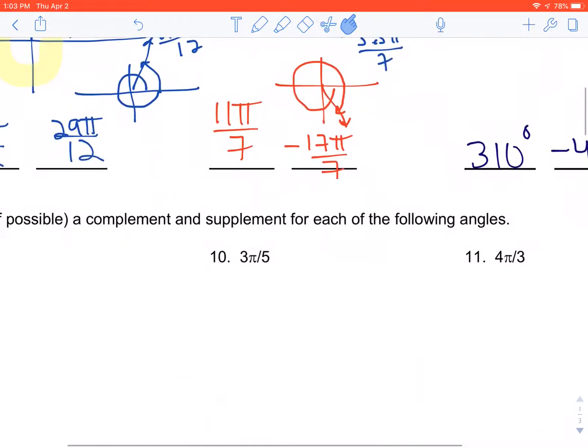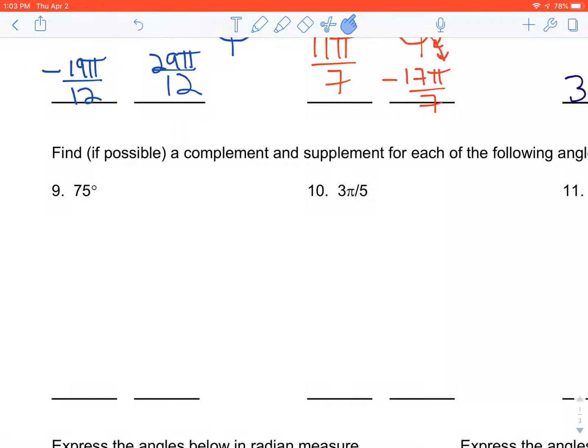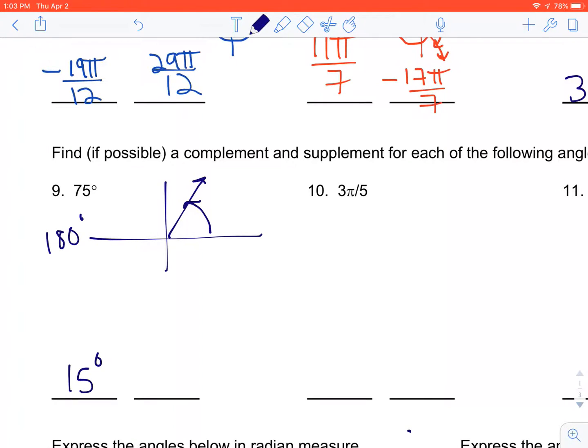Now complements and supplements, they have to be acute angles. They have to be positive angles, well for complements, positive angles that add up to 90. So 75, if we add 15, it adds up to 90. You might not have had any work, but you could certainly sketch it if you wanted to. And then to add up to 180, the supplement would be 105 degrees. Degree marks were very important.